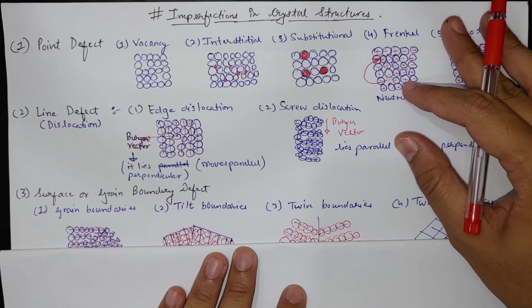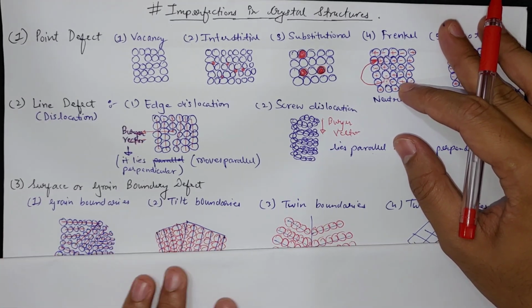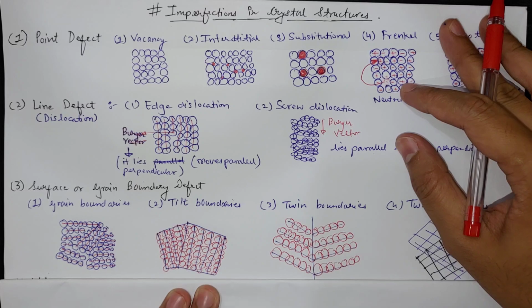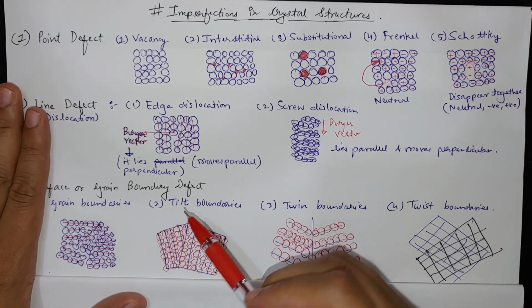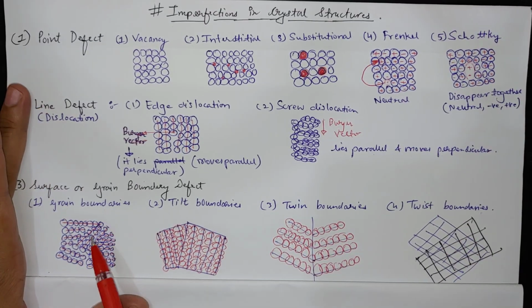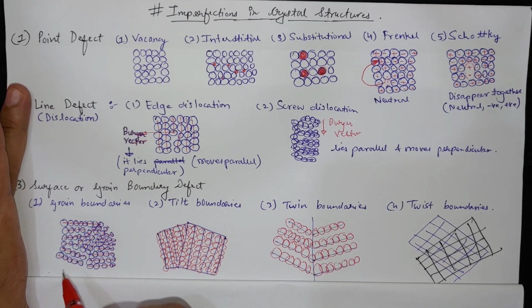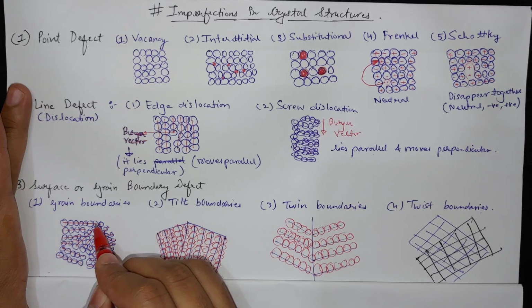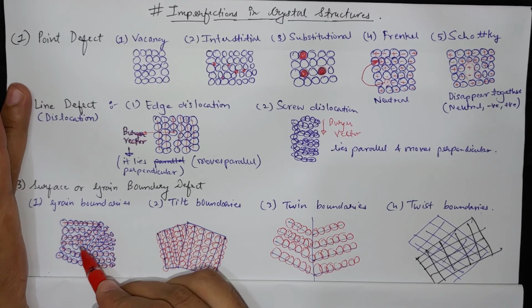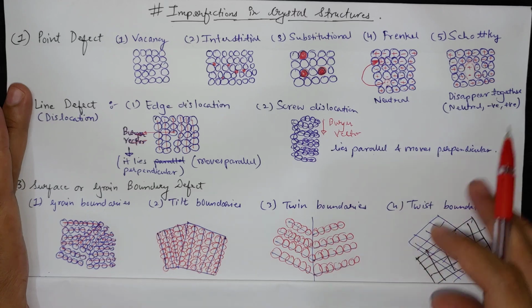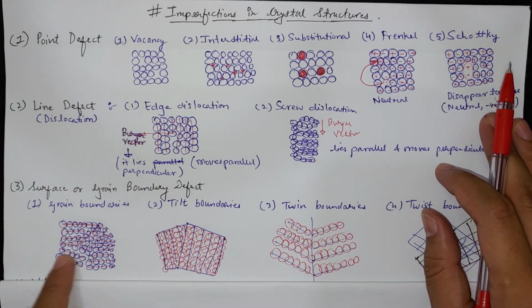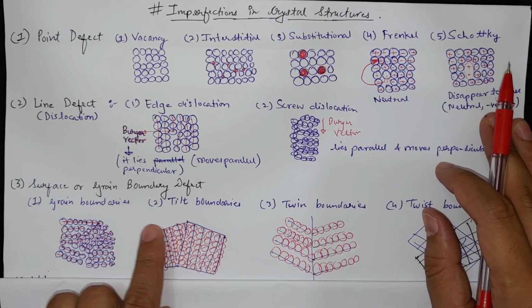The next is surface or grain boundary defect. In this, the entire surface has a defect. Like the first is grain boundary defect, in which the entire orientation of a particular grain, so this is a particular grain, its orientation is different from the other grain. Likewise, other grains are also oriented in other directions. So this kind of defect in the material is called grain boundary defect.